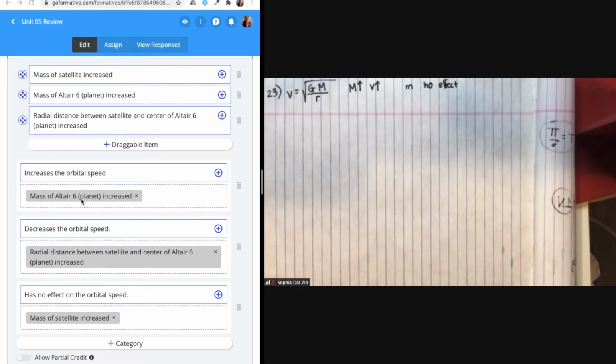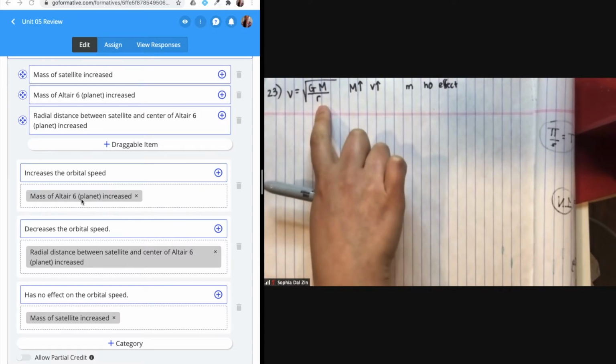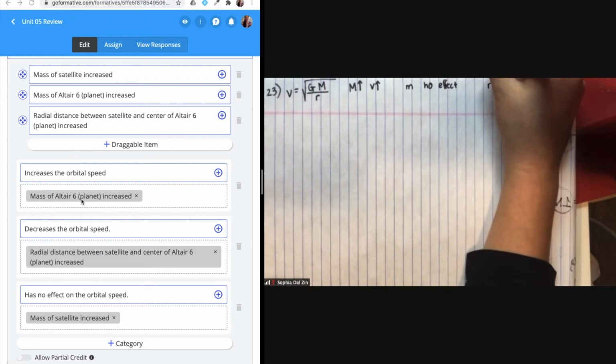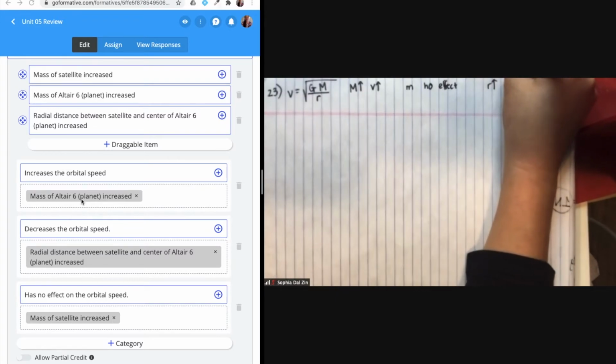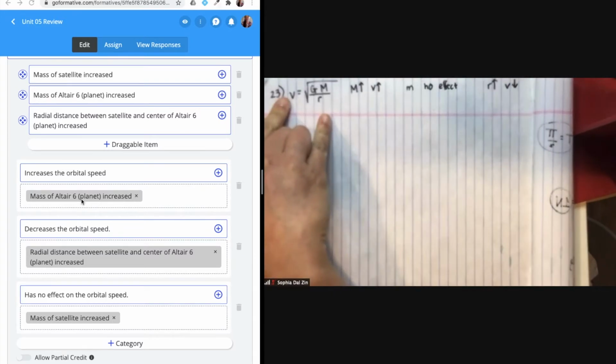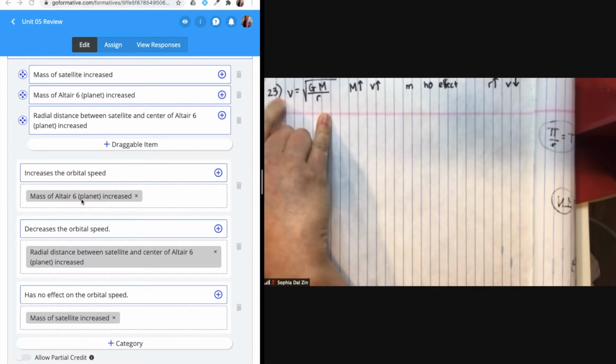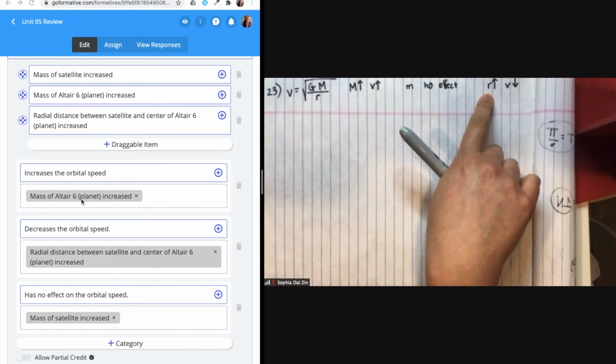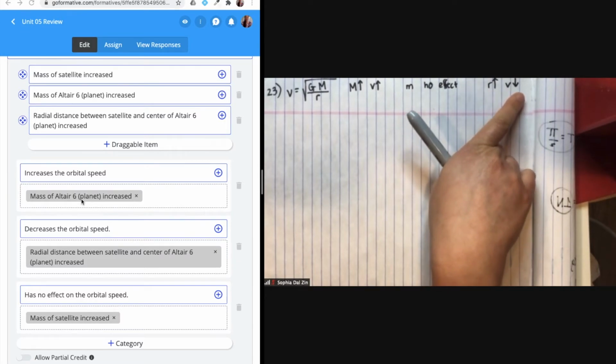Finally, the radial distance. The radius is in the denominator. That means if the radius is larger, the velocity is smaller because one's in the denominator and one's in the numerator. Having a larger radius means there's less gravitational force at that location, so it will go slower.